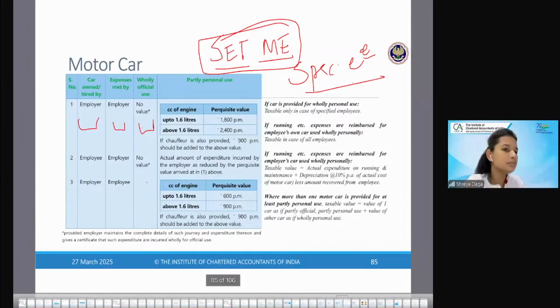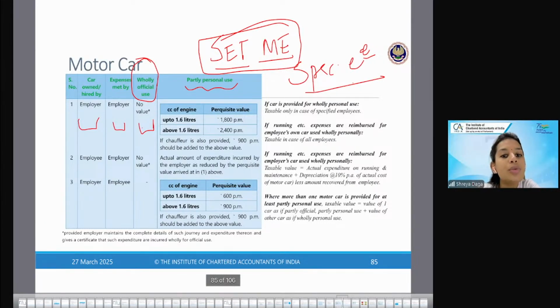No value. If the car is used for wholly official use, then what benefit has accrued to the employee? No personal benefit. So no perquisite. Perquisite happens only if the car is at least used partly for personal use. Okay, at least partly for personal use. Then in that case, if the car is owned or hired by employer and expenses met by employer, then we need to value the perquisite in this way.